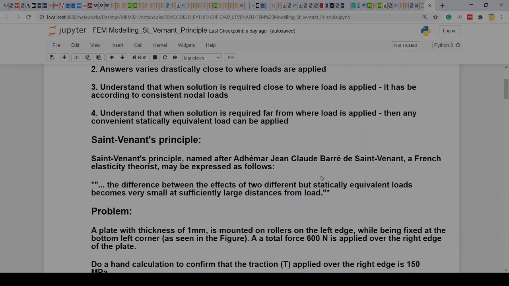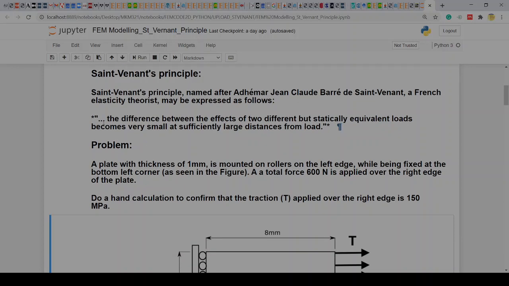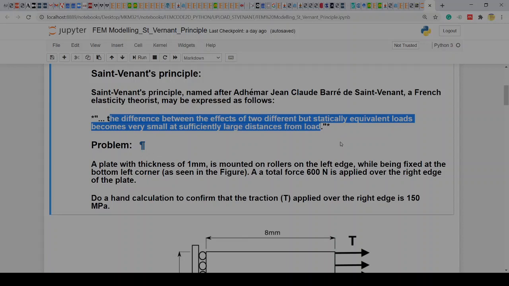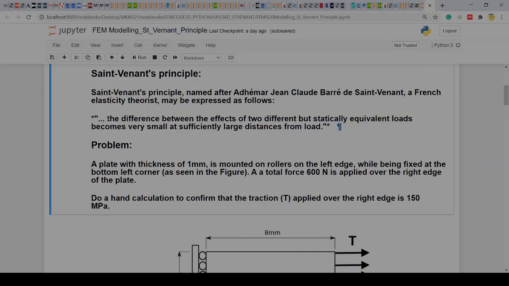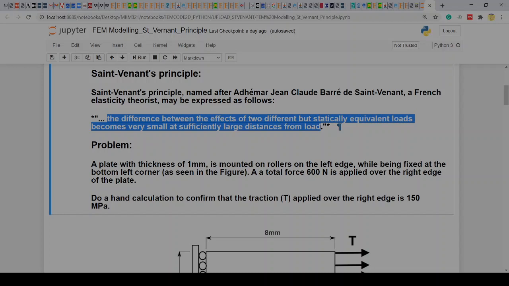Okay, so essentially Saint-Venant's principle is named after Adhémar Jean Claude Barré de Saint-Venant, a French elasticity theorist, and let's read formally what it says, the formal statement from him. It essentially says the difference between the effects of two different but statically equivalent loads becomes very small at sufficiently large distances from the load. Okay, so that's really what that message is all about.